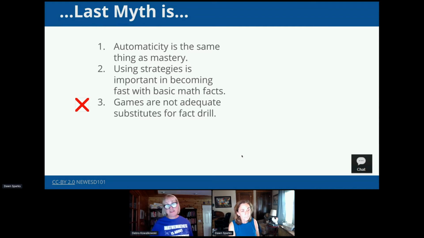So the myth is that games are not adequate substitutes for fact drill, because games that have strategy and have math as the engine of the game are an adequate substitute for the fact drills that we have. And you know what? We love that people chose the other numbers because this is what you want to happen. You want to pique people's interest and say, I want to know. Yeah, and it could be just that you misread it. Michelle, thanks for putting that in the chat. That's okay. This is not a test, remember?